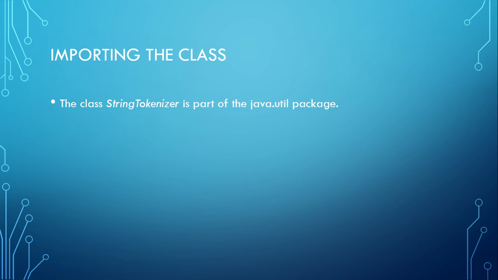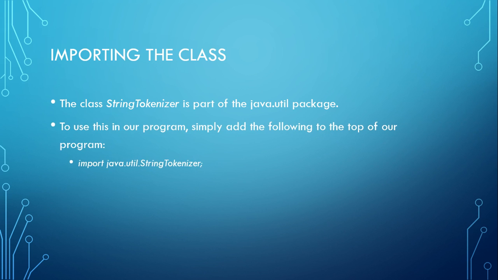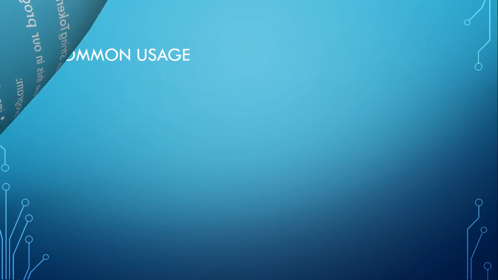So let's get down into it. Talk about importing the class. The class StringTokenizer is part of the java.util package. If you remember, that also included java.util.Scanner. There's obviously a bunch of different classes available within the util package. This is just another one. Now, to use this in our program, simply add the following to the top of our program: import java.util.StringTokenizer.